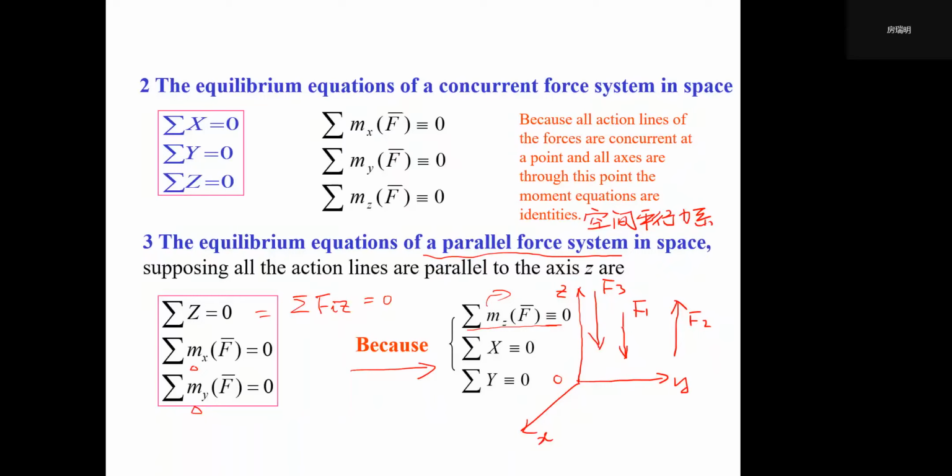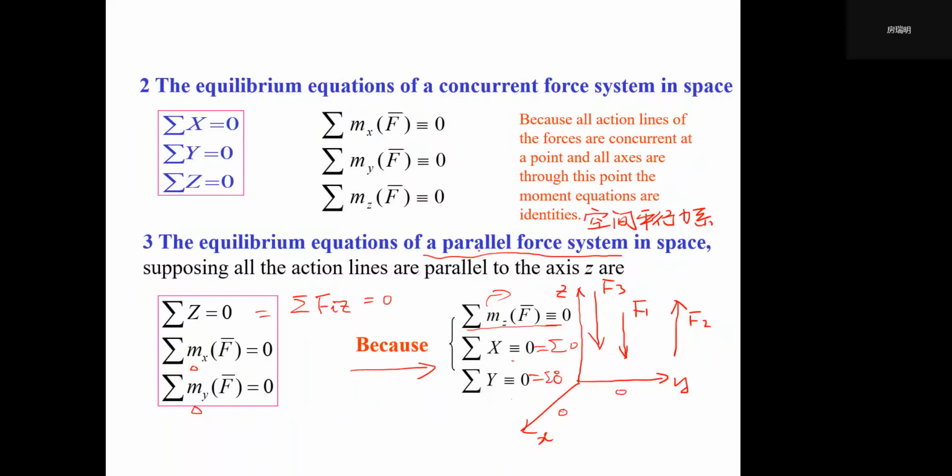And because our forces are perpendicular to the plane x or y, when we do projection, all the components of the forces along the x-axis and the y-axis will always be 0. So you just have a lot of 0, a sum of 0, right? So it is always true. So these 3 equations will be of no help to us in finding unknowns. So we see that the equations of a parallel force system in space only have 3 equations.